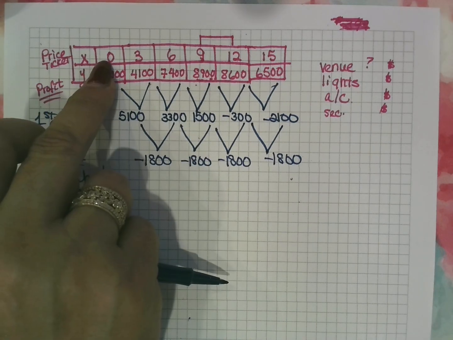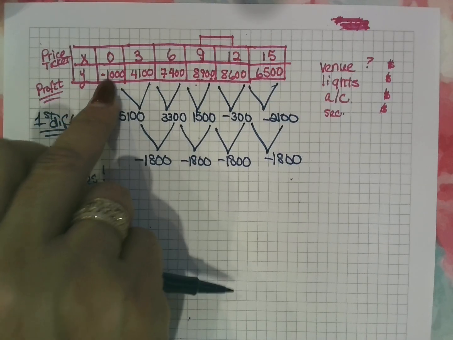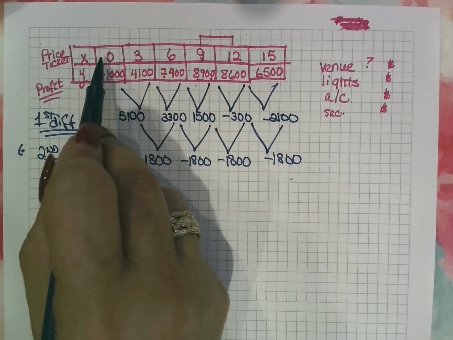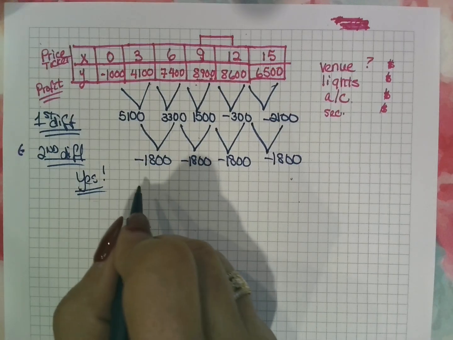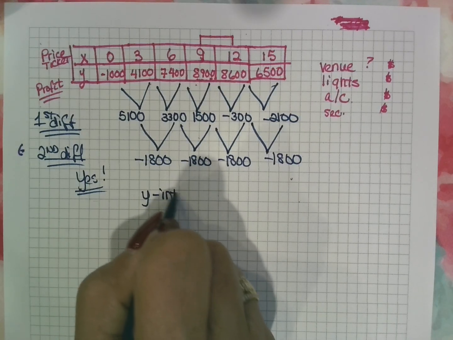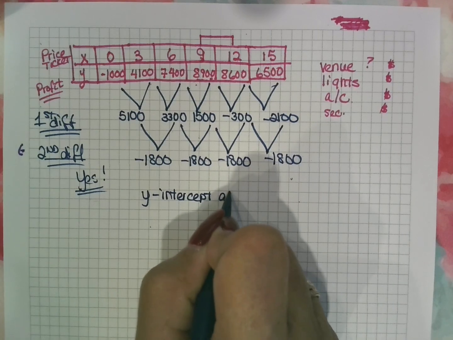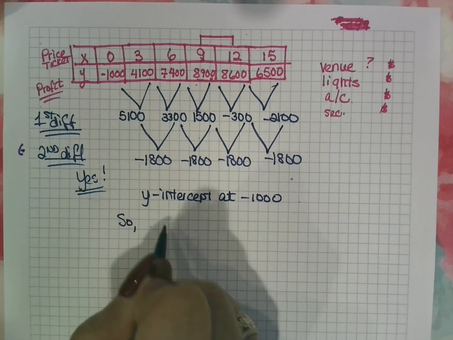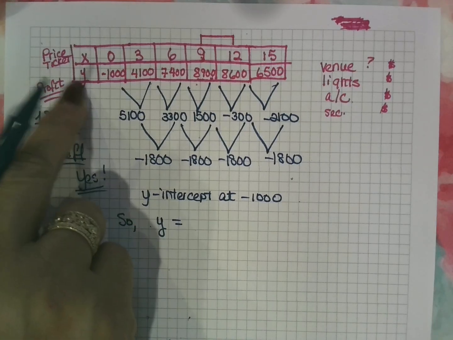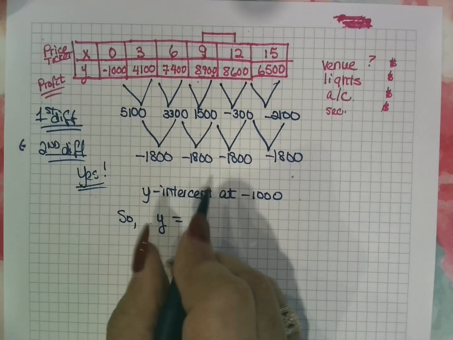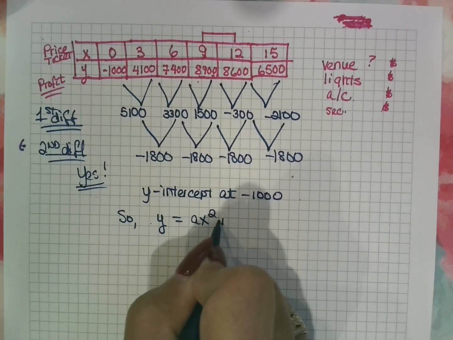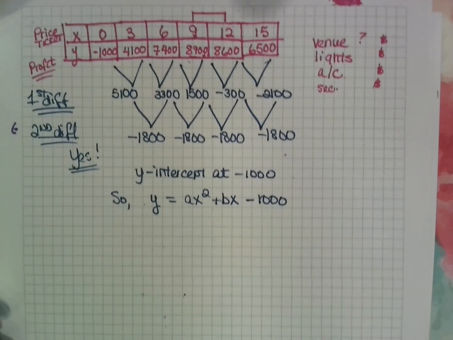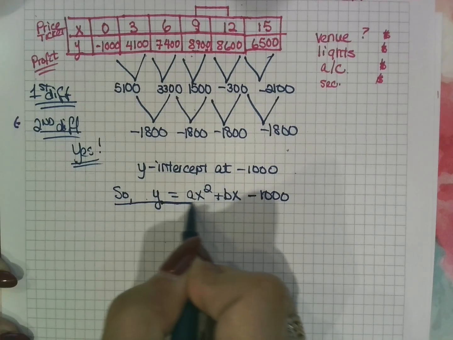We mentioned that if you gave the tickets away, if you didn't charge anything, you would be $1,000 under, right? You'd be in the negative or in the red. This is our y-intercept. When x is 0, y is negative 1,000. So we have a y-intercept at negative 1,000. And we're going to use that to create our equation. So our equation is, and I'm using y here instead of f of x because they used y. It doesn't matter. ax squared plus bx, and then don't forget the minus 1,000. Okay? So this is going to be our base function.